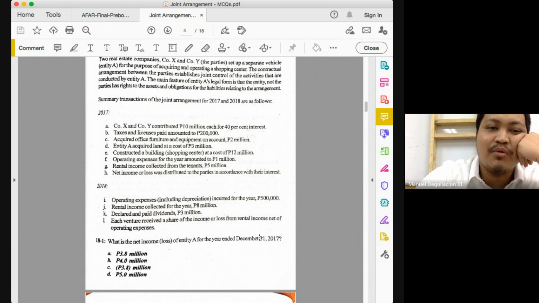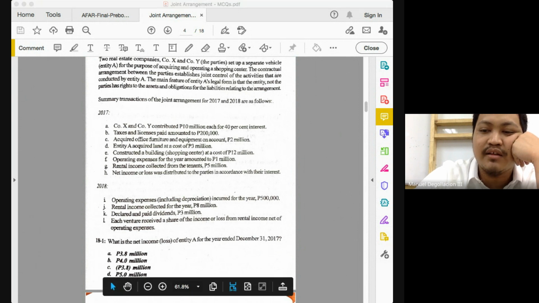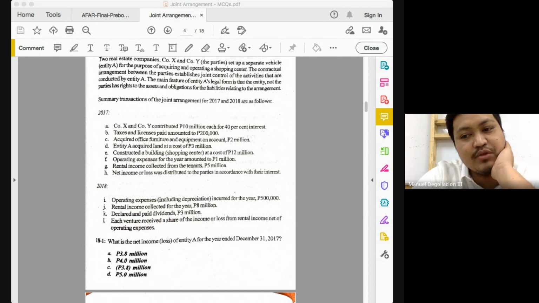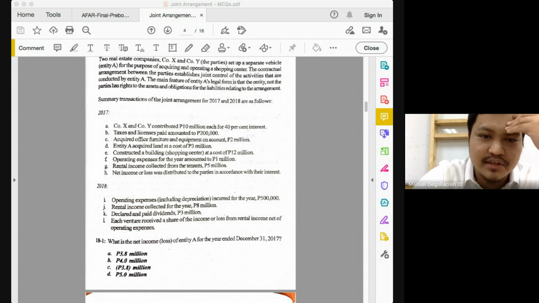So what did Company Y do in 2017? It also made an investment in the amount of 10 million. Okay, and what else happened in 2017? It will have a share in the profit of the 3.8 million, but only for 40%, which is 1.52 million. Okay, essentially the same. Next would be for 2018. Was there an additional investment in 2018? No, but what else happened in 2018?